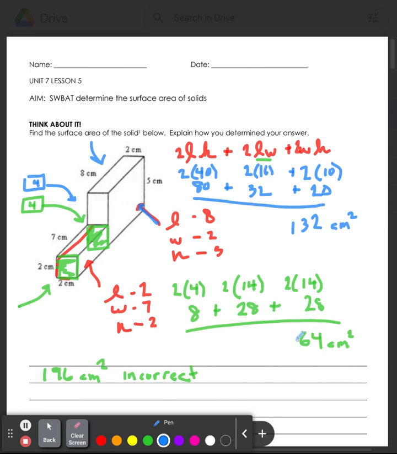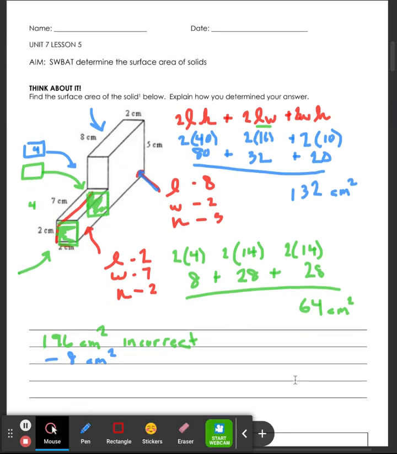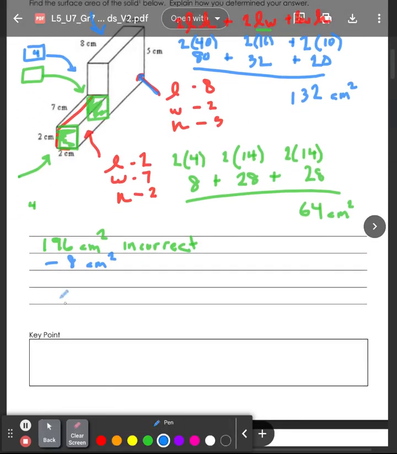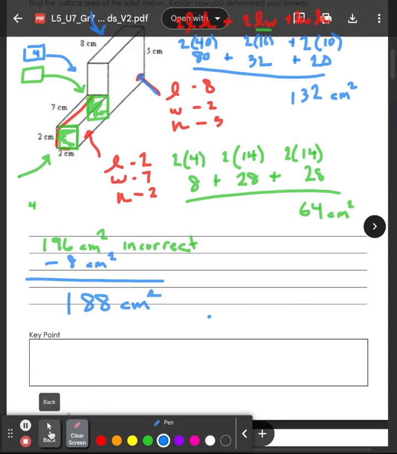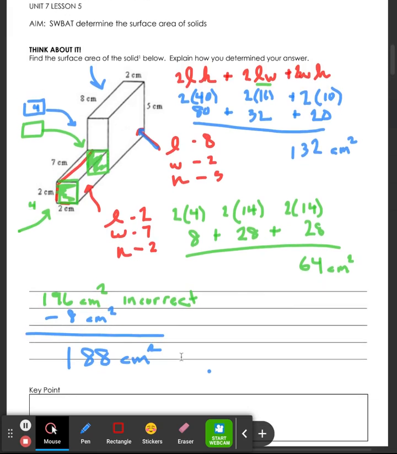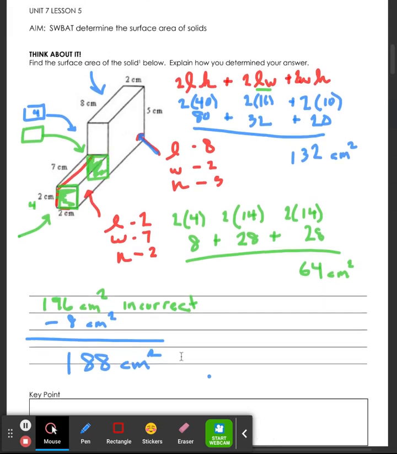And so we're going to subtract from this 196.8 centimeters squared, which would give us a total of 188 centimeters squared. That would be the surface area for this solid figure here that we have.